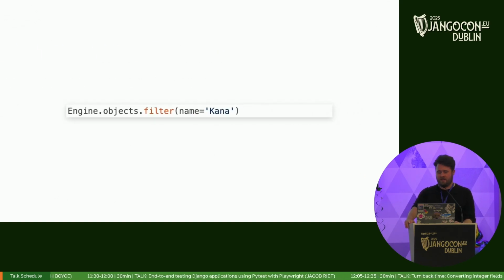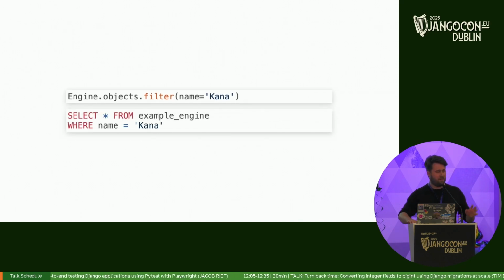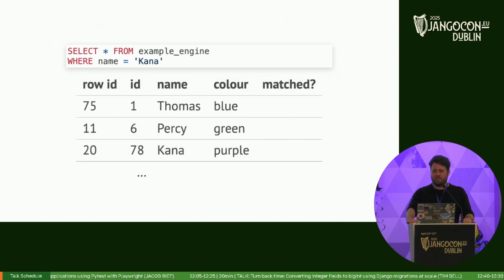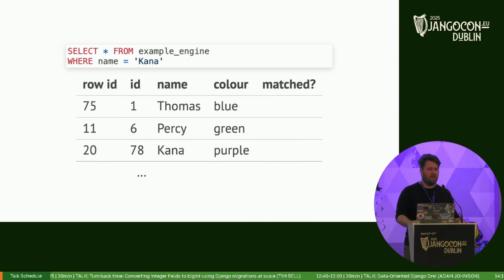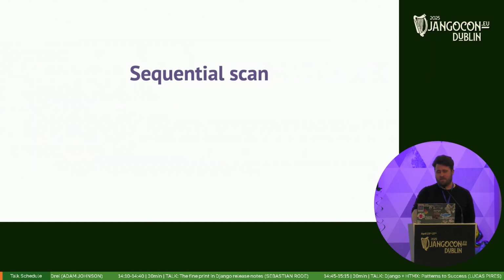Let's take a query set over that table now. Django will convert this to SQL something like this. And then we can see what the database will do. We've got a matched column here now representing the query results. And generally, a database would do this. You'll just table scan or sequentially scan through. Did that match? No. Did that match? No. That one matched. There's the row where the name is Kana, and we found it. That's the algorithm known as a sequential scan.